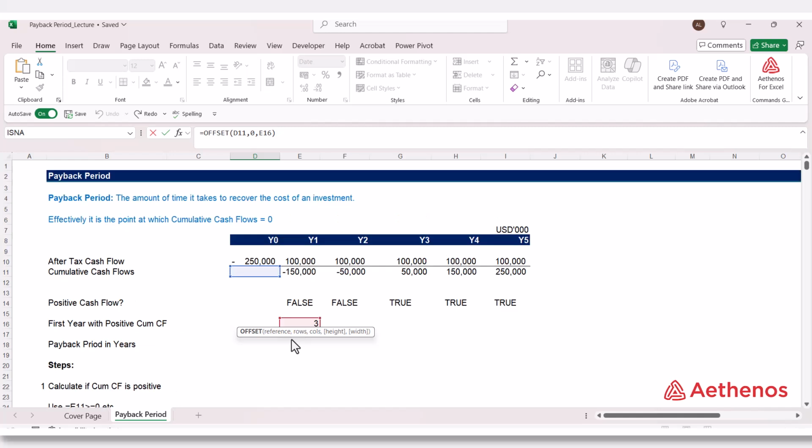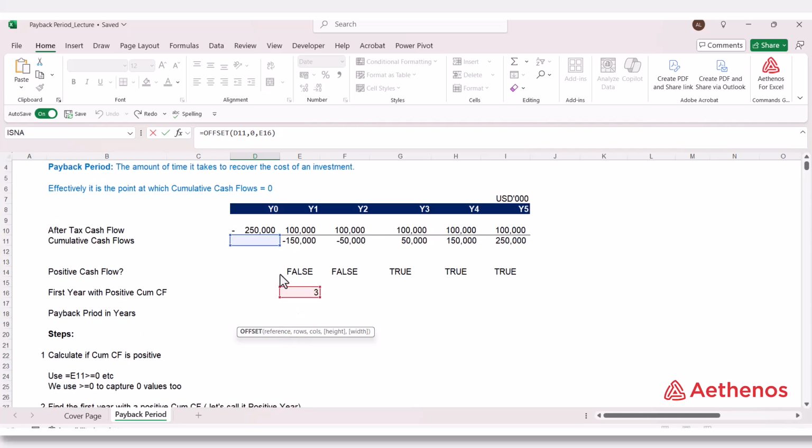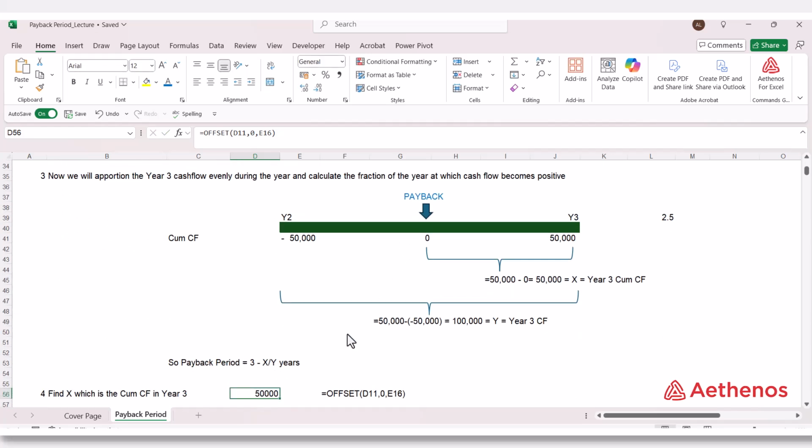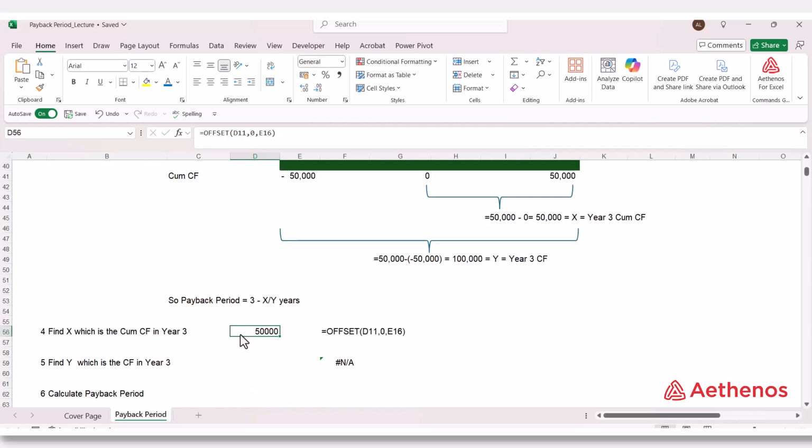So basically what this function does is it goes from the starting year, the number of years until the positive cash flow occurs, that is 3 years, and then gets that value that is located over here. So it's 50,000. That is the year 3 cumulative cash flow. So I have basically found the X value using this function, 50,000. So 50,000 here is the X value.